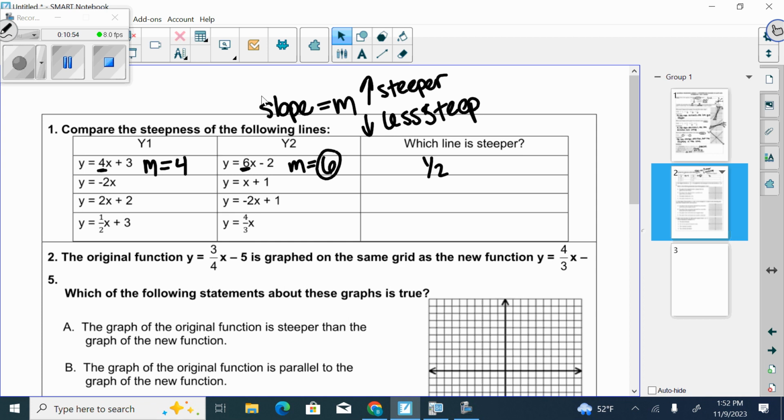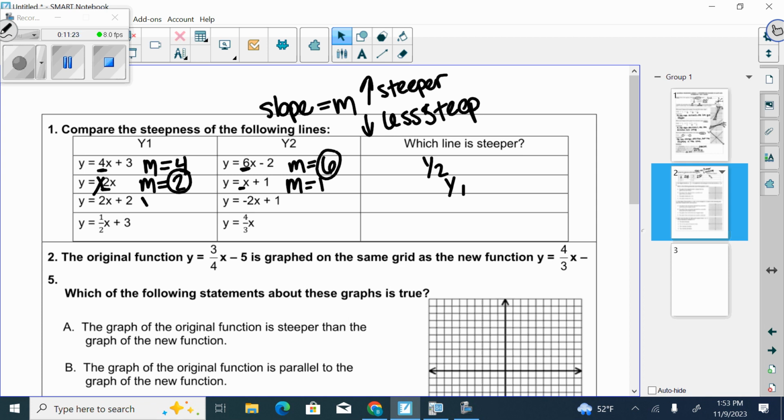All right, on the second row, my slope is -2, but remember the negative does not determine steepness, so all I'm worried about is the 2. The second equation doesn't have a number in front of x. We know that secret number is 1. Between the numbers 2 and 1, we know that 2 is the bigger number. Therefore, this time y1 is steeper.